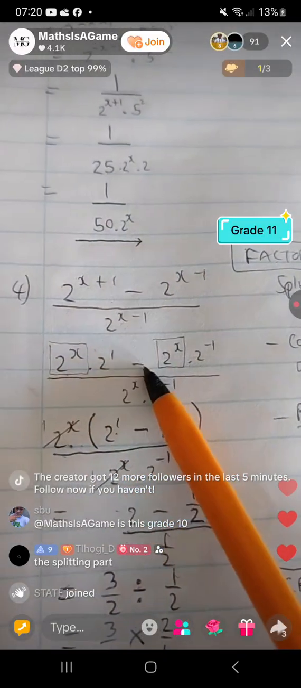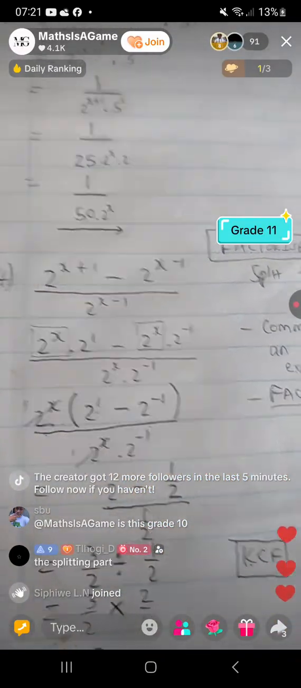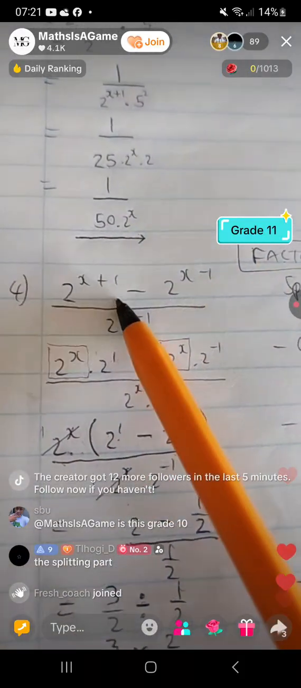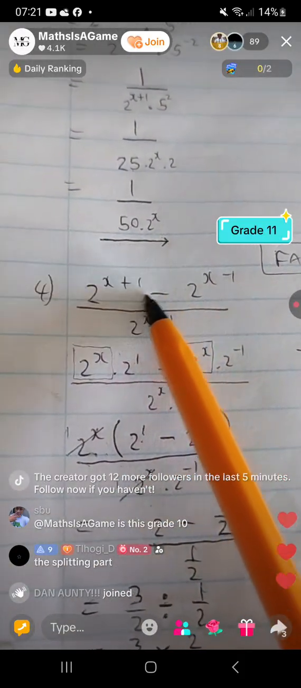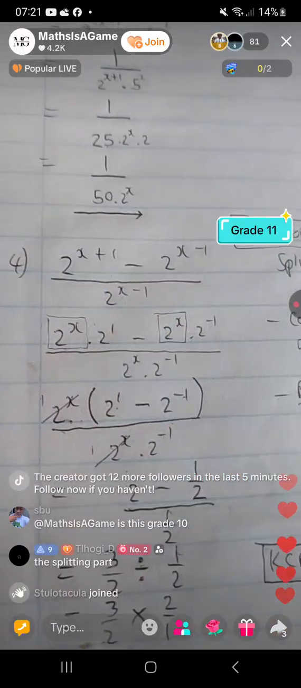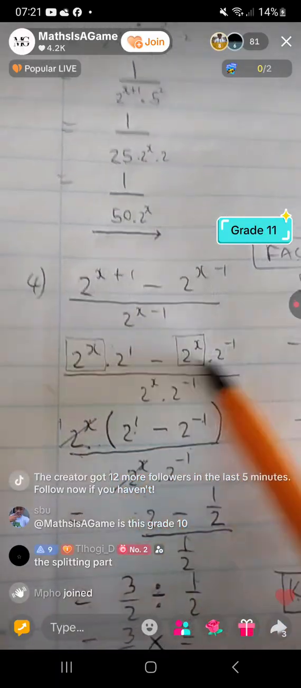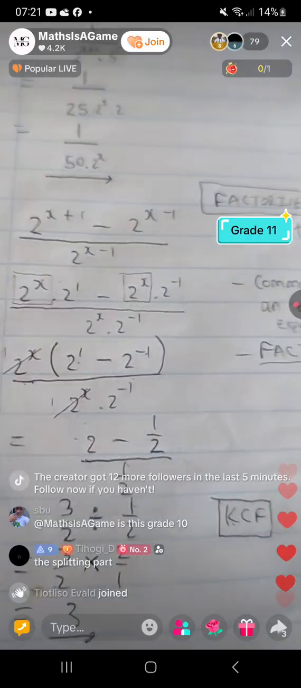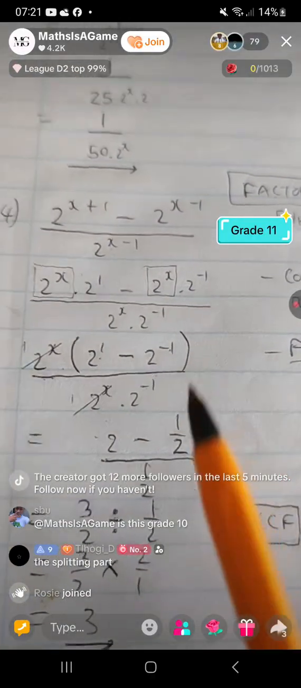You need to, because for most learners, they don't see the common factor. And remember, sometimes some learners don't even take into consideration that it is 2 to the power. So it's better to show your splitting before you take out the common factor. All right, please, guys, very key, very important there.